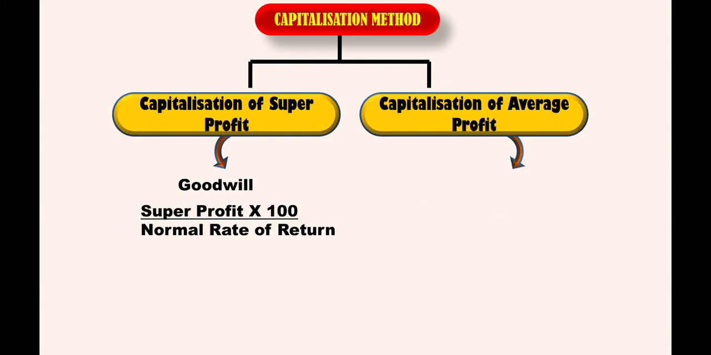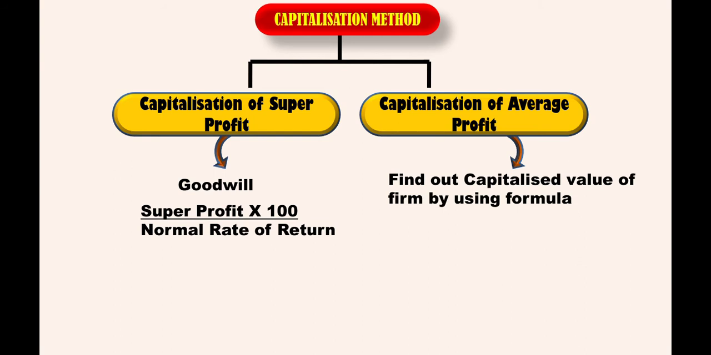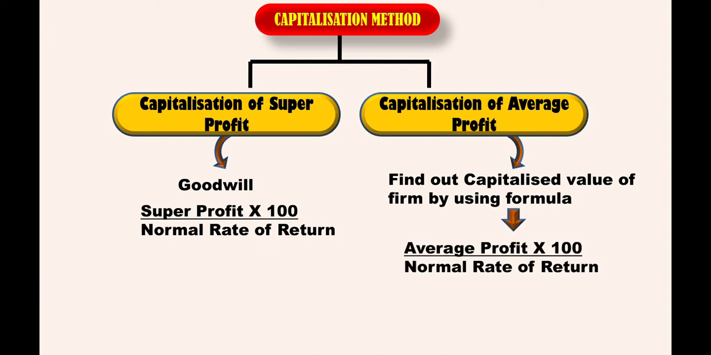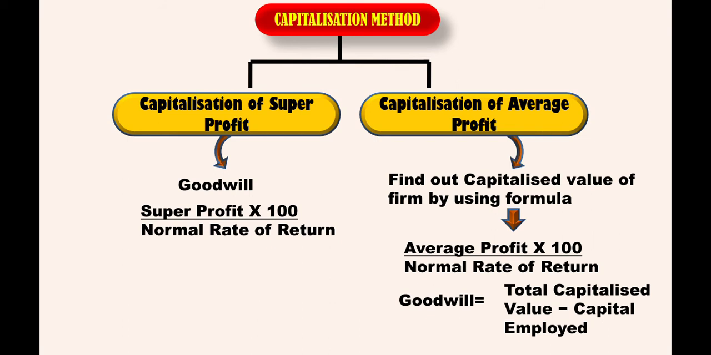Capitalization of average profit. First we need to find out the capitalized value. Now here is the formula to find out the capitalized value: average profit multiplied by 100 divided by normal rate of return. Then we will get the amount of goodwill by deducting capital employed. So the formula will be: total capitalized value minus capital employed.